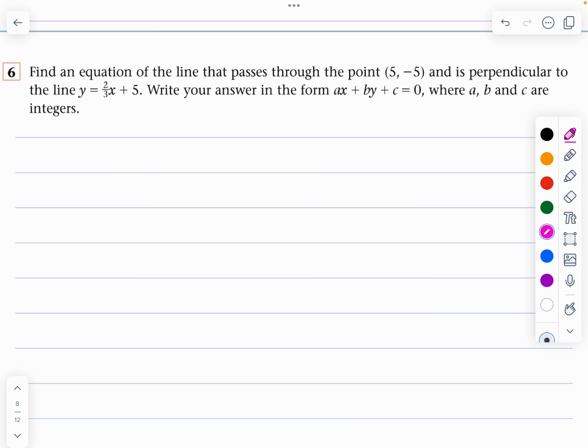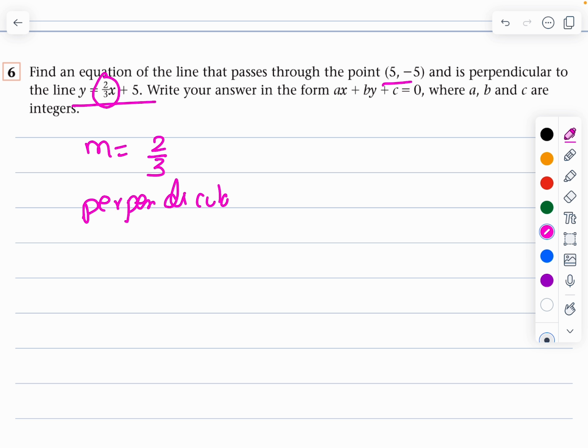Question number 6. Find the equation of a line which passes through the point and is perpendicular to this one. So what is the given gradient? Given gradient is 2 upon 3. But he says it is perpendicular. So what is the perpendicular gradient? Minus 3 upon 2. So y minus y1 equals m times x minus x1.